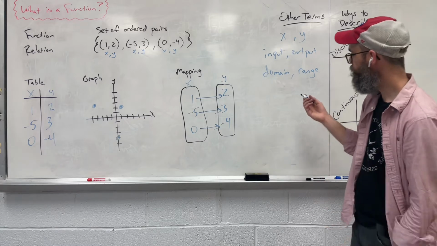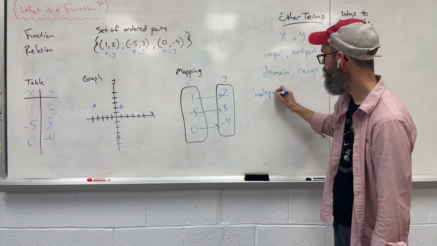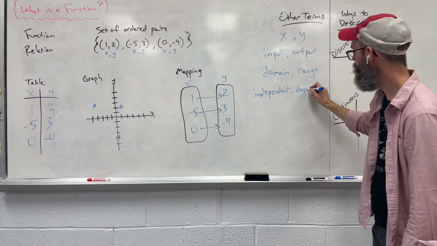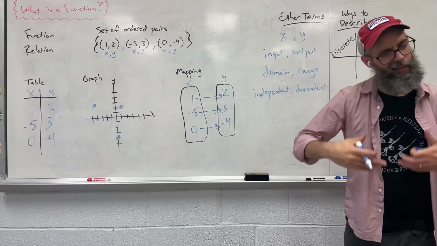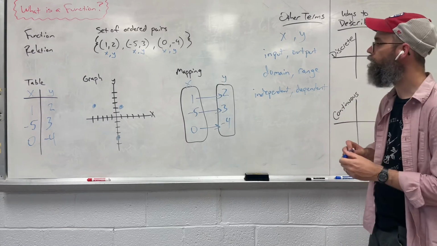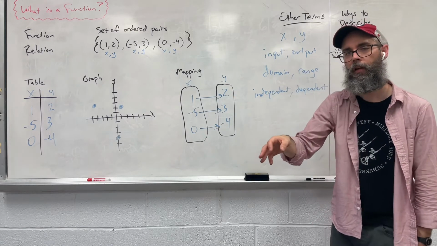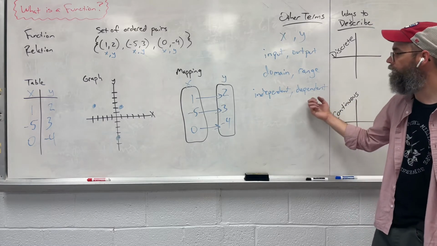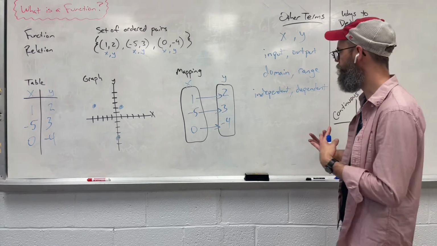You may also see something called independent and dependent. So independent, free range, you can do whatever you want. Usually when we have an equation, we can put any number in for x, and then we come up with an answer of y. So our answer depends on what we input. So here are our different types of answers.